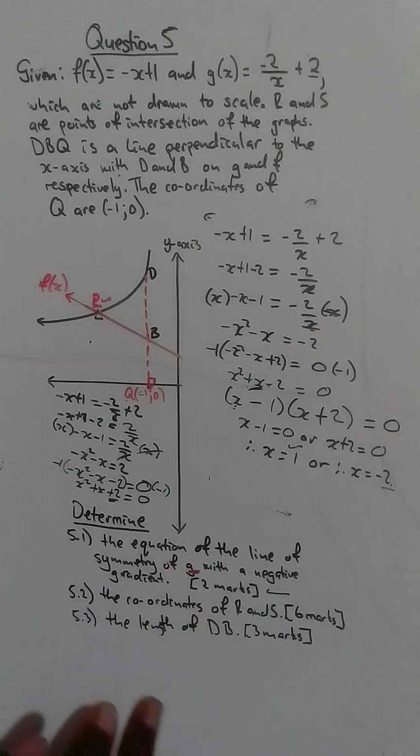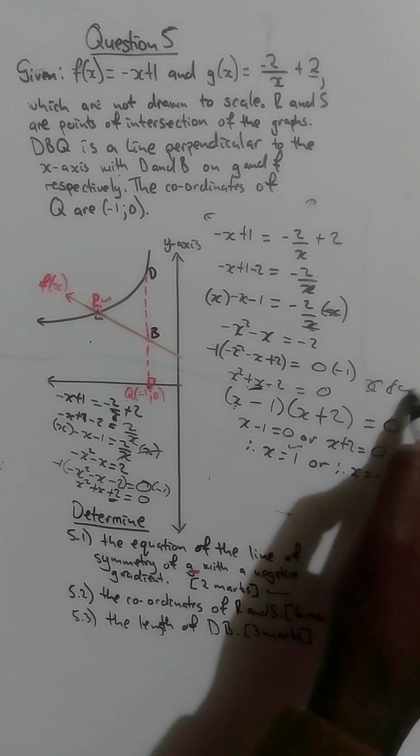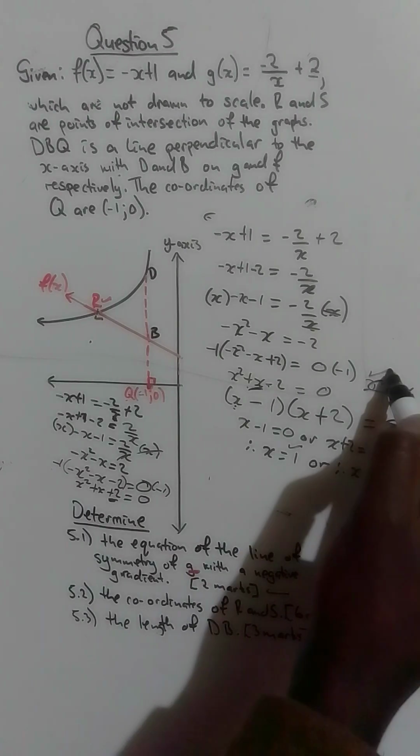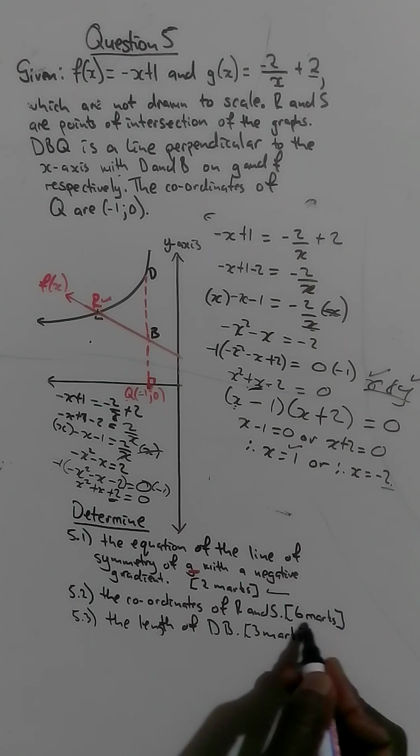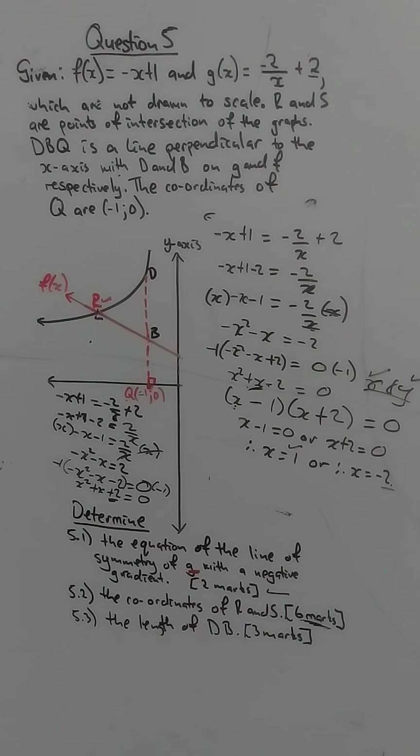But remember, what do we want? We want x and y. We didn't know x, now we know x. And now we must also find what? Y. Why am I saying that? Because remember, the question carries 6 marks as well, right?